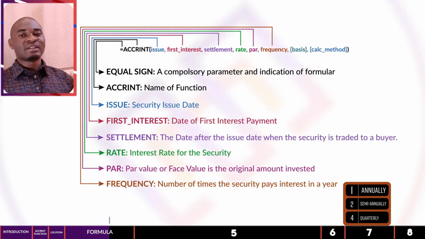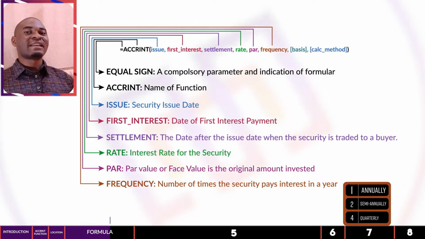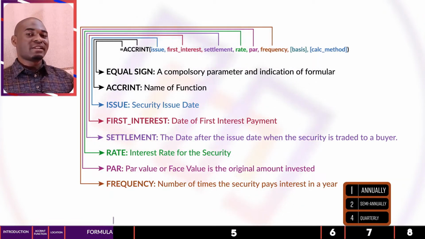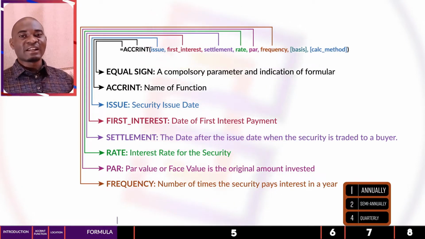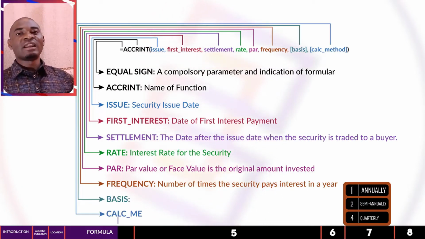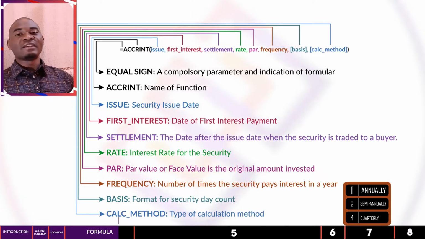Another thing to note is that frequency has been assigned a particular number. If it is yearly, you put 1. If it is semi-annually, you put 2. And if it is quarterly, you put what? 4. It's simply as the name implies. 1, once payment. 2, two-time payment. 4, payment 4 times. So these are the code numbers under frequency. Don't worry, when we begin to cite examples, you will understand that better. Then the last argument, which is of course optional, is the basis.